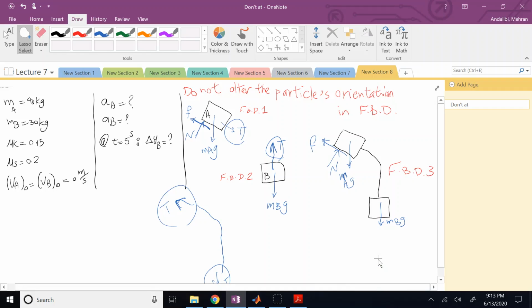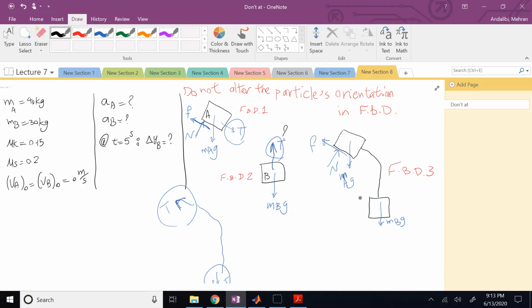So T is gone. That's the good thing about combining, because this T, we don't know how much it is, right? So it is one unknown added to the rest of unknowns. And the more we can eliminate unknowns in solving dynamics problems, the better. Always come up with FBDs in situations where you have fewer unknowns in them. That makes solving problems extremely easier.